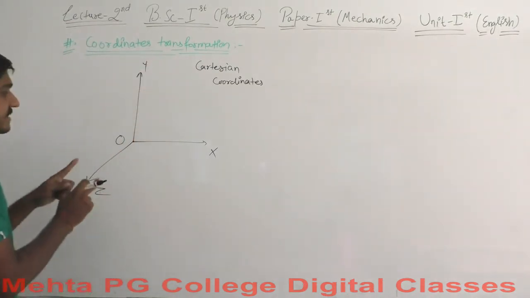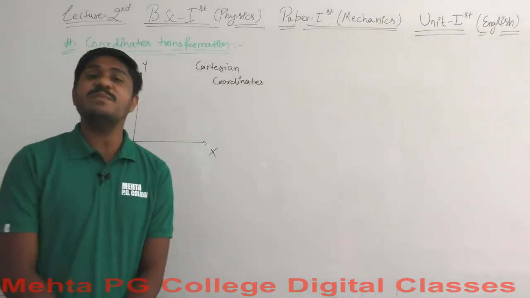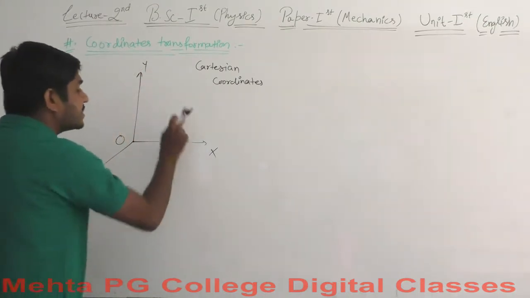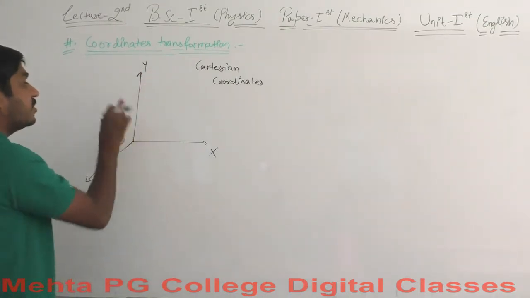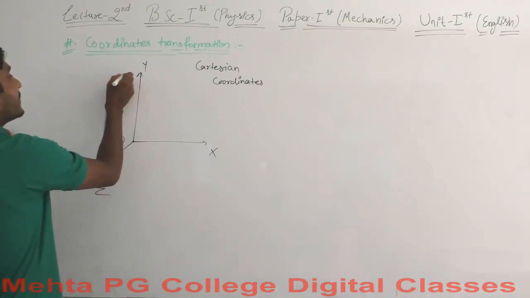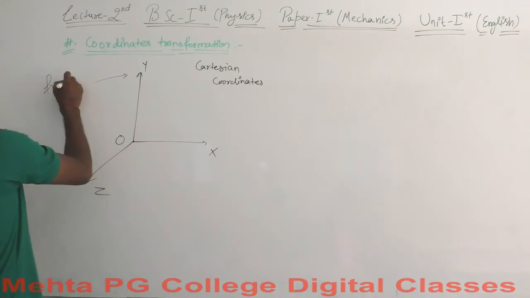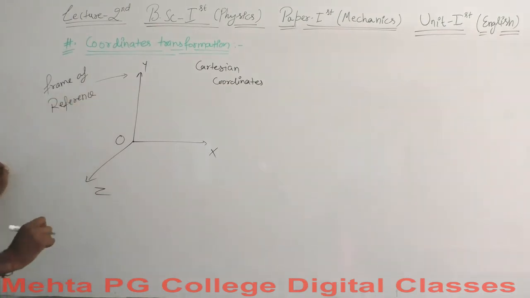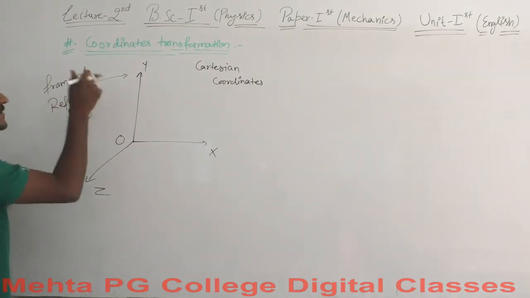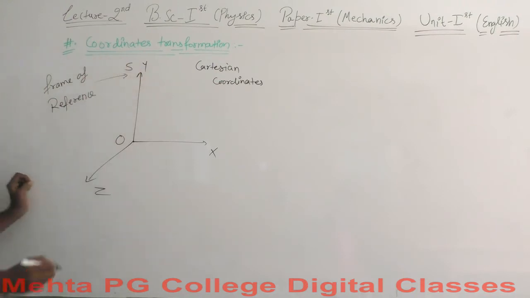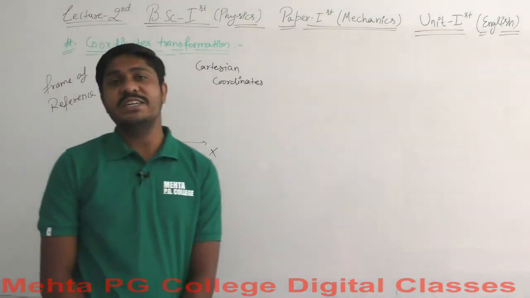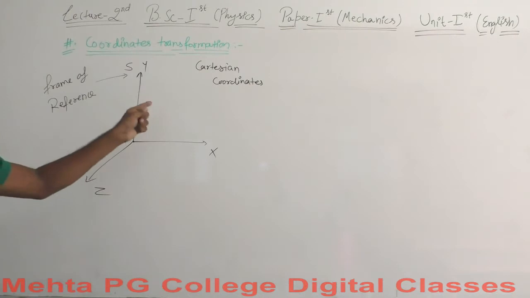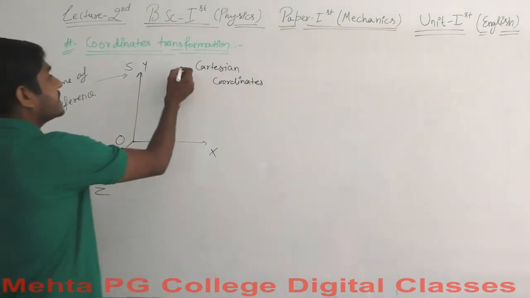When we talked about the frames of reference in our previous lecture, I said that the combination of all three axes is a frame of reference. Yes, it will be a frame of reference. For example, let's say this is our primary frame, and I would like to denote it with the symbol S here, and then we will go for a secondary frame also.